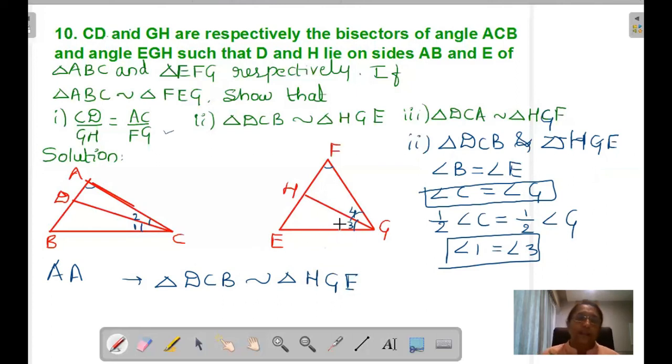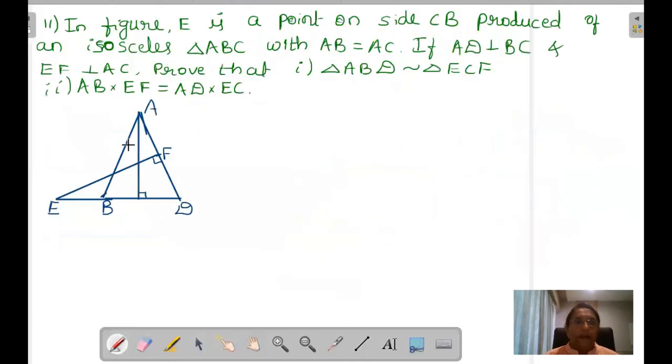In geometrical problems like triangles, circles, or whatever it is, you have to watch the video one or two or three times. Then only you'll understand the proof. Next one, that is the 11th example.